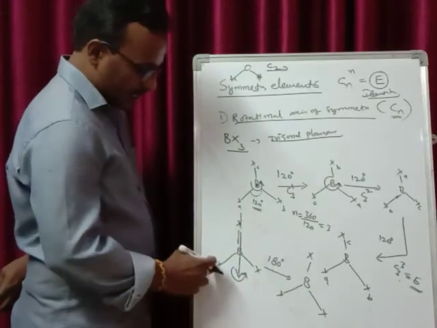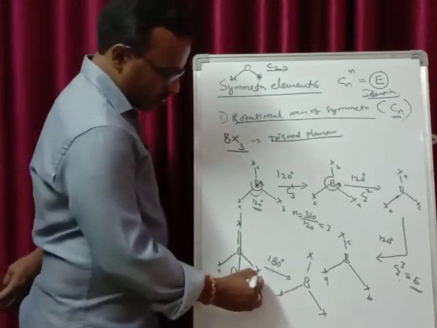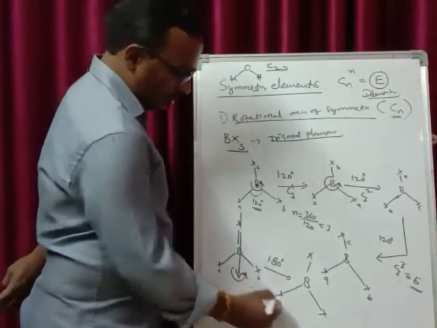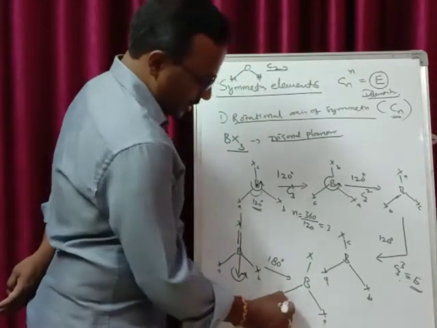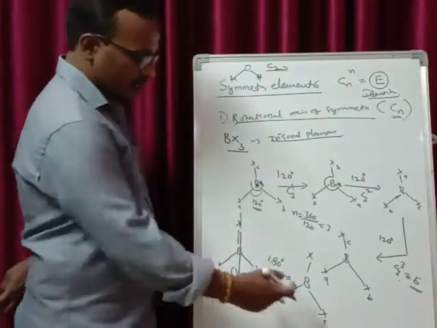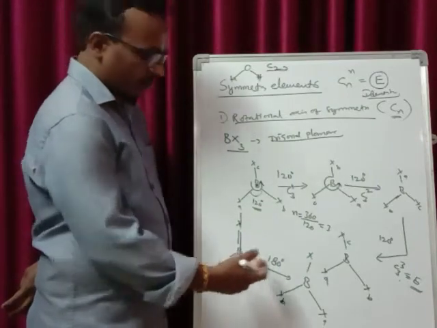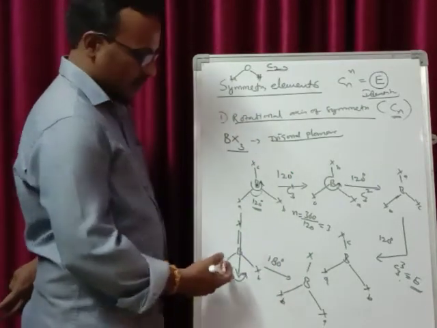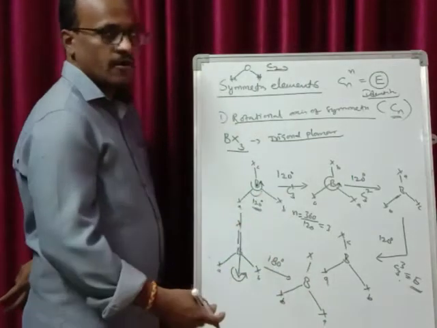Initially XA was somewhere here, XB was somewhere here. But on rotation along this axis, XA has come here and XB has come here. Therefore, the position of atoms has changed. Therefore, we call them equivalent structures. So here it is obtained by rotation of 180 degrees.